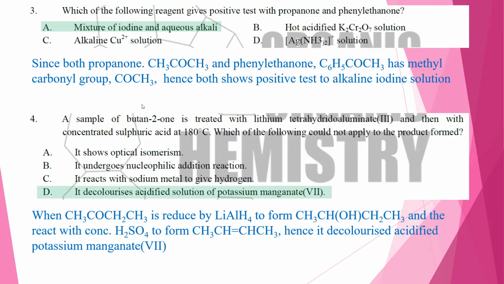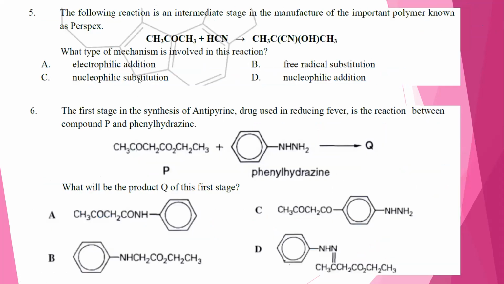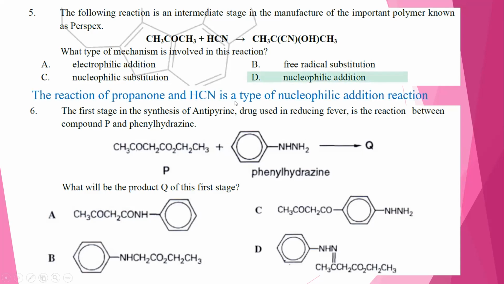We are going to continue with question number 5. The following reaction is an intermediate stage in the manufacture of an important polymer known as perspex. What is the type of mechanism involved in this reaction? The addition of HCN to a carbonyl compound is definitely a nucleophilic addition reaction. So the answer is D.